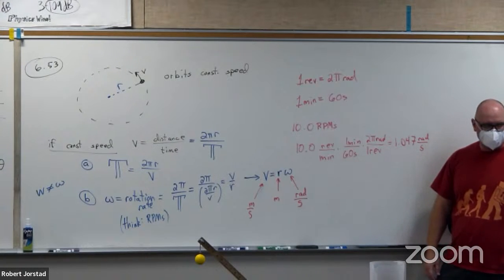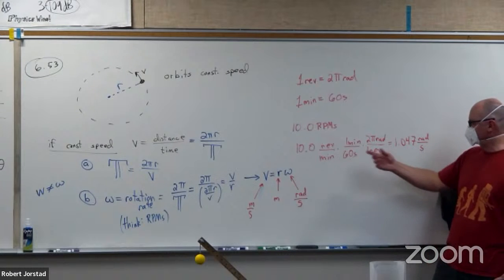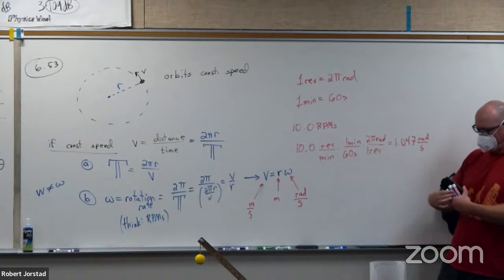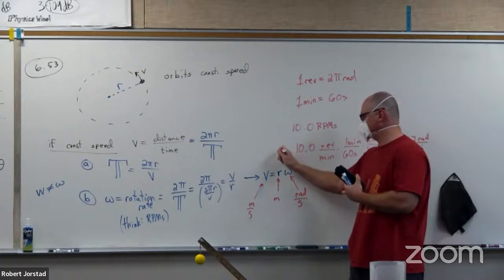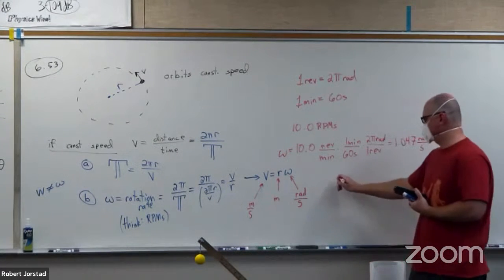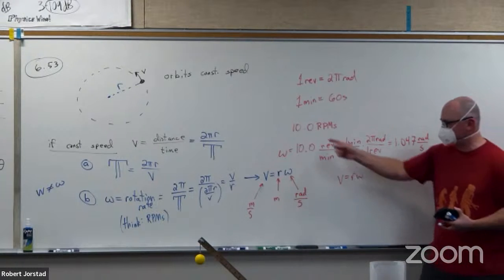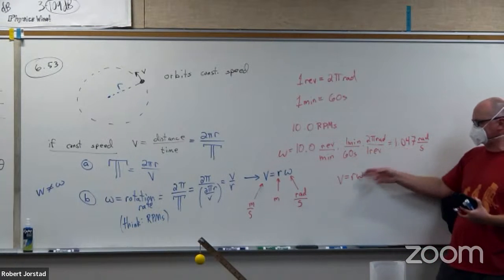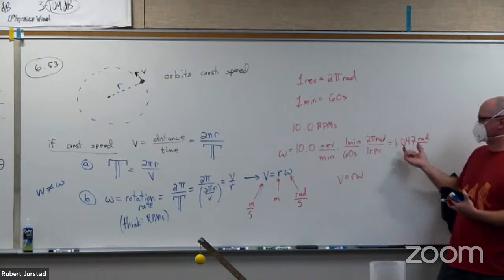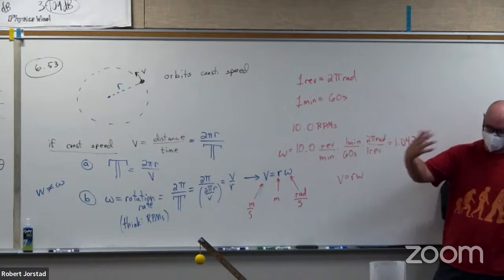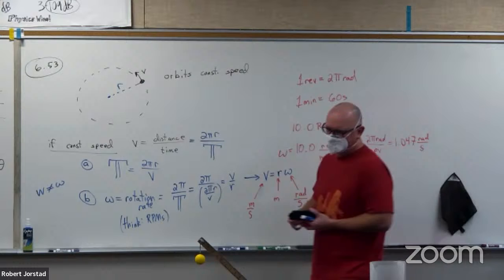Good enough? From there, once you know this is omega, we could get v equals r omega, just multiply by r. We can't use the RPMs, we have to use the radians per second when we're doing that. So you take this number and plug it into that equation, and we get to that answer. All right, all right.